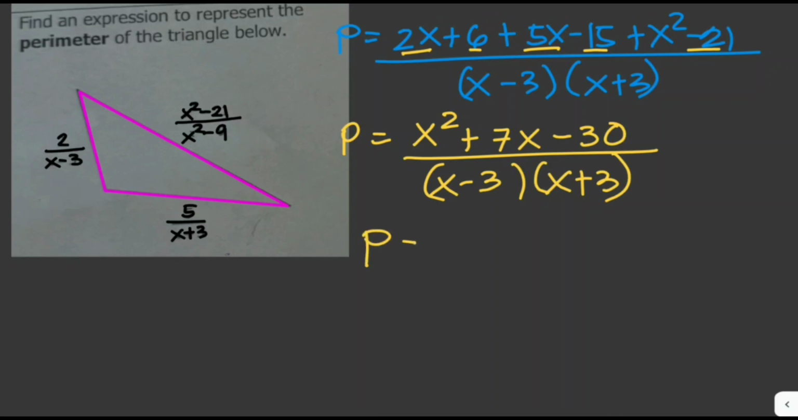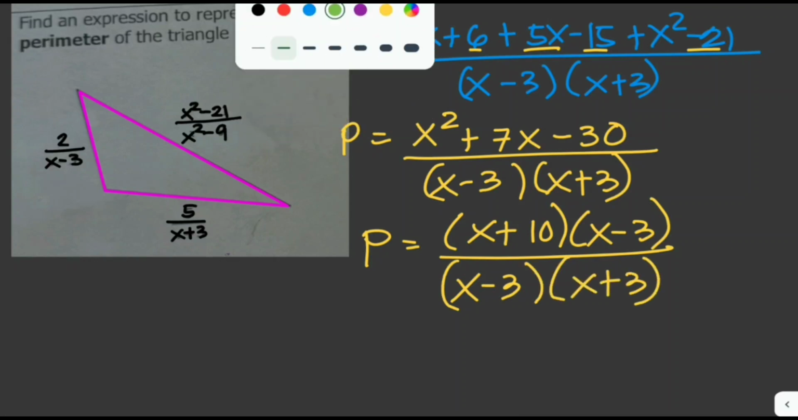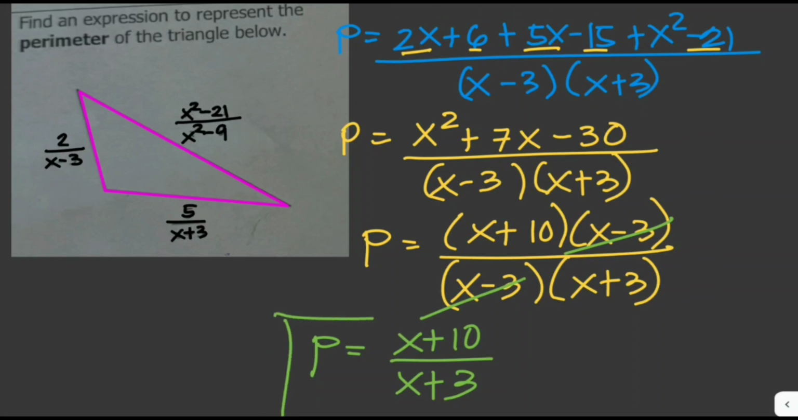Then we can factor x squared plus 7x minus 30. We can write it as x plus 10 times x minus 3 over x minus 3 times x plus 3. And then we can simplify this further because we can cancel out x minus 3. Then our perimeter would be x plus 10 over x plus 3. So this is our answer.